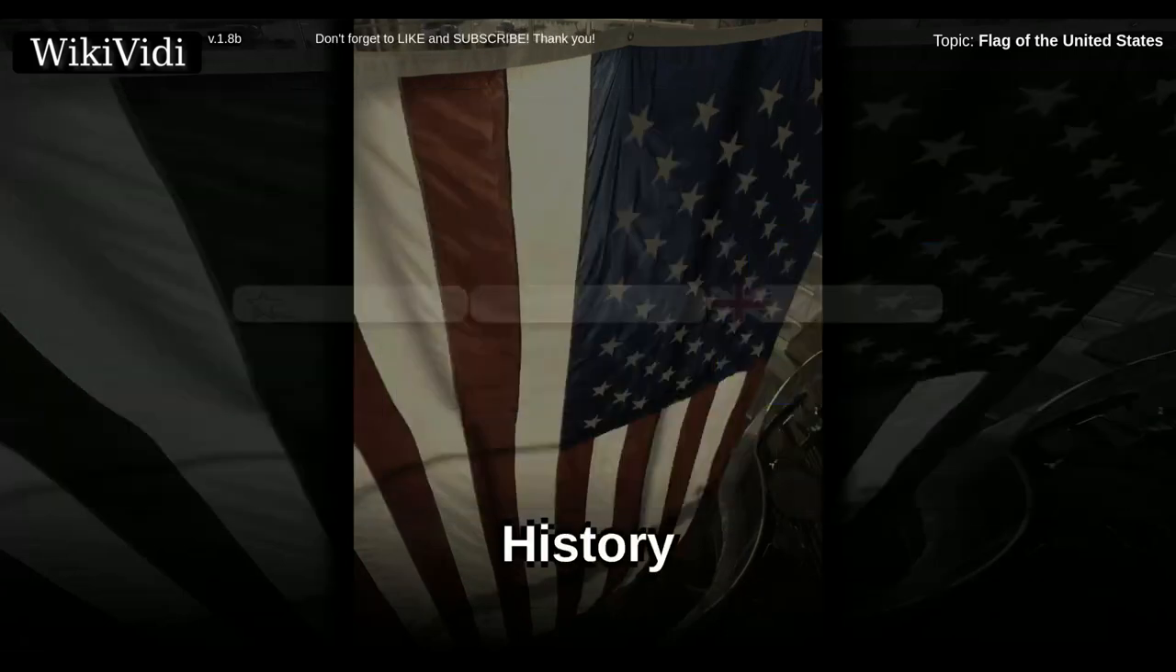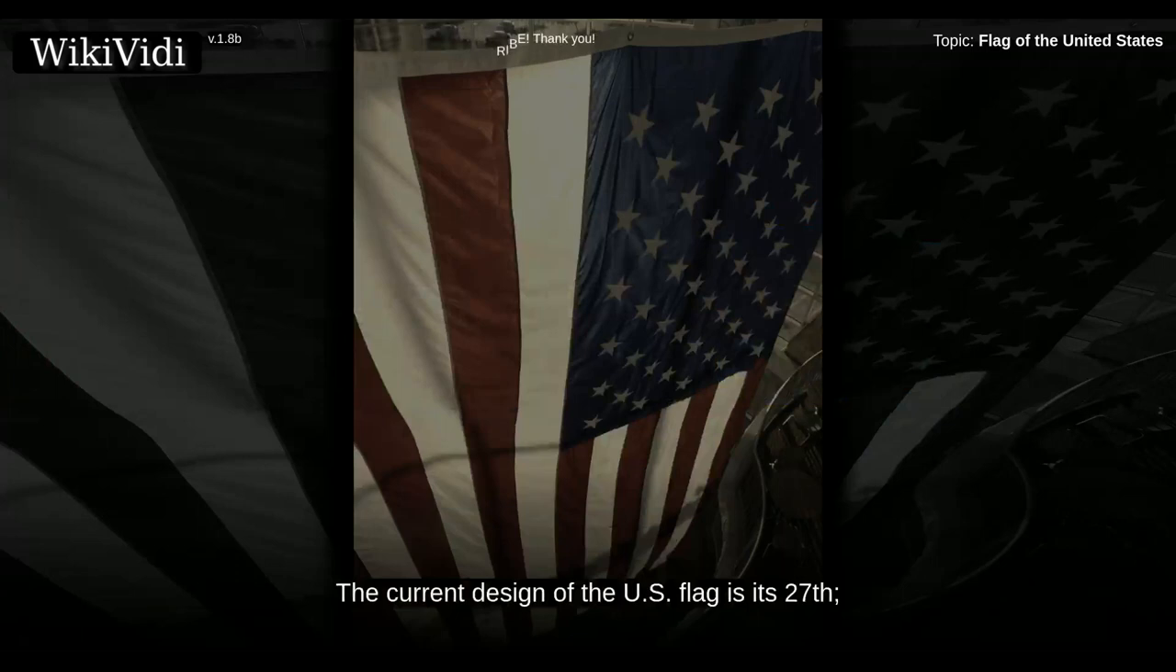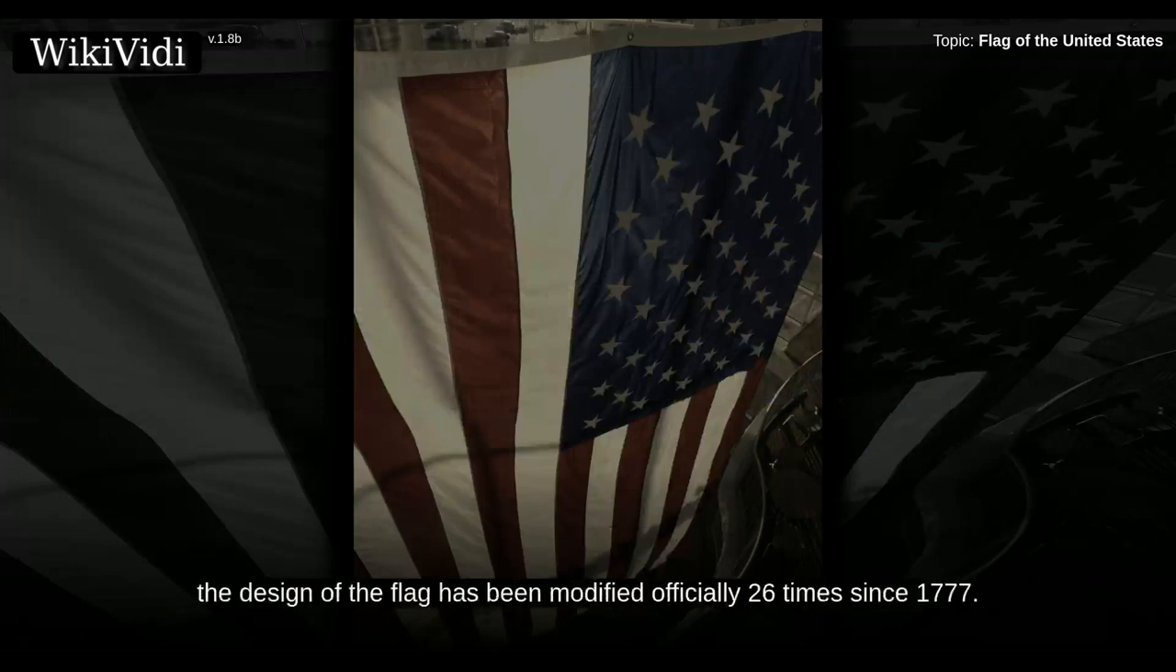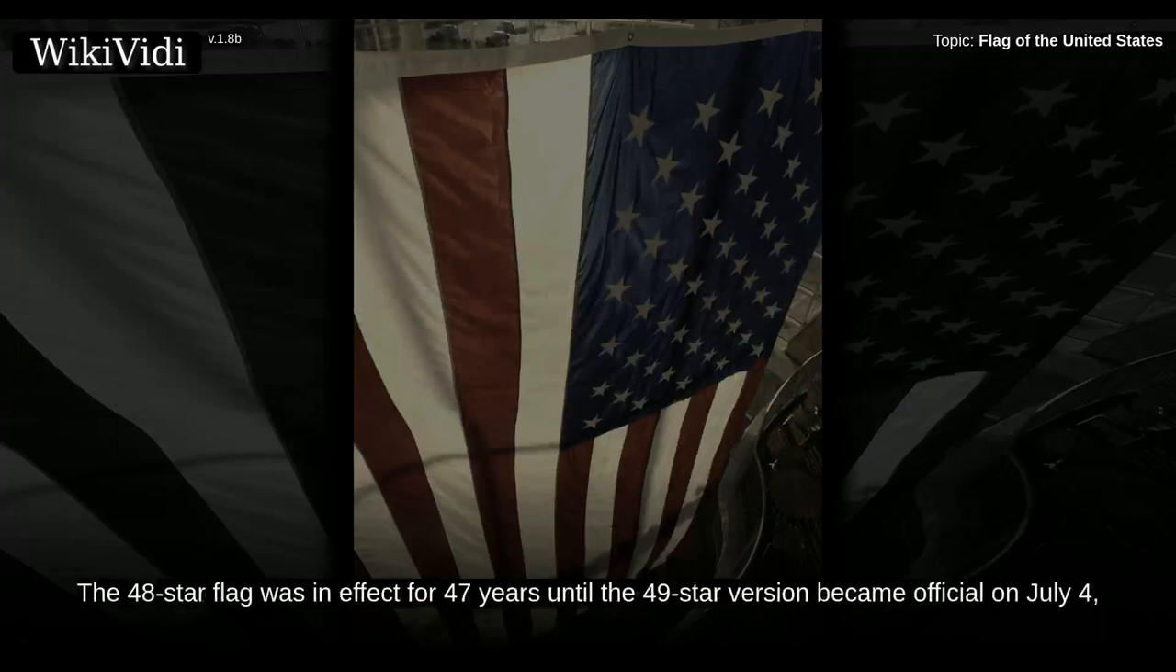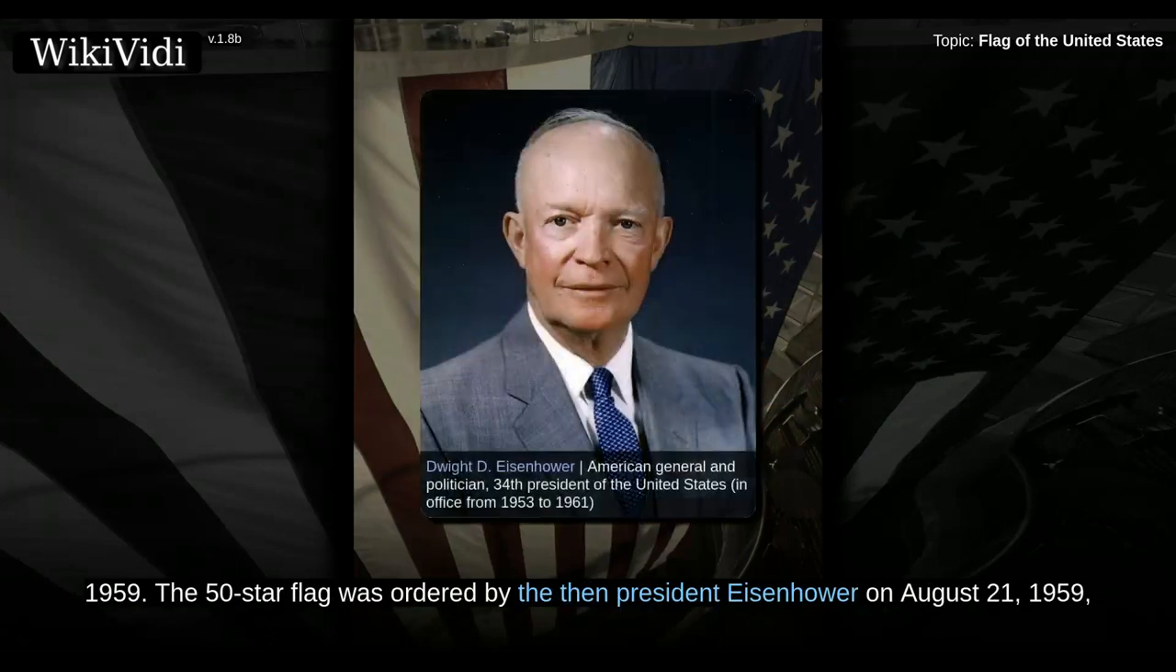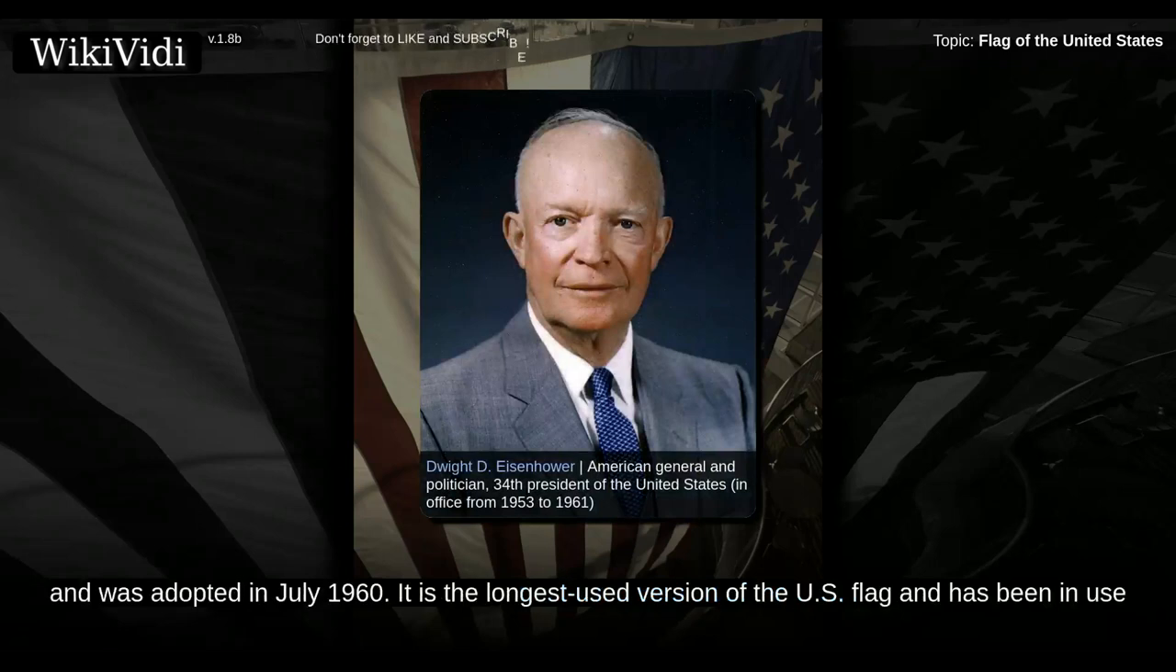History. The current design of the U.S. flag is its 27th. The design of the flag has been modified officially 26 times since 1777. The 48-star flag was in effect for 47 years until the 49-star version became official on July 4, 1959. The 50-star flag was ordered by the then President Eisenhower on August 21, 1959, and was adopted in July 1960.